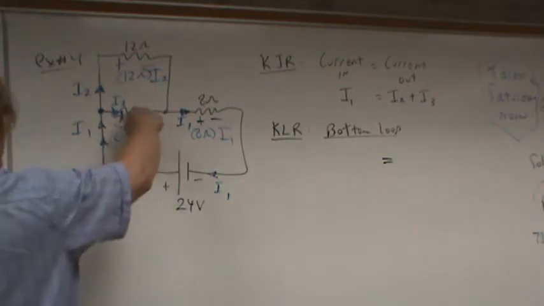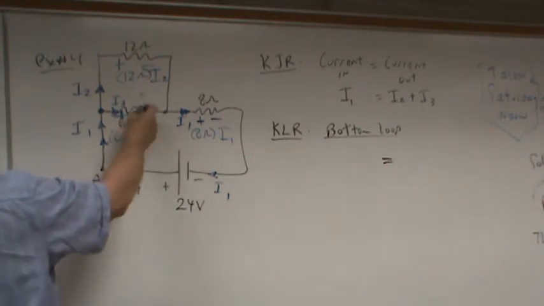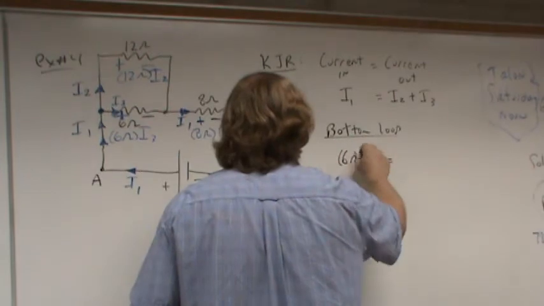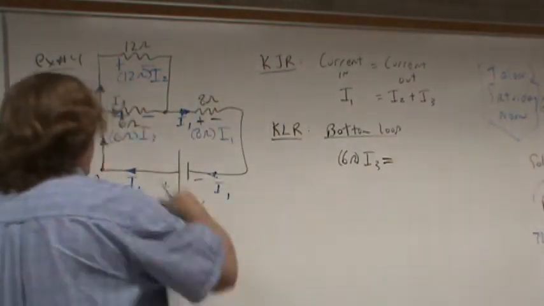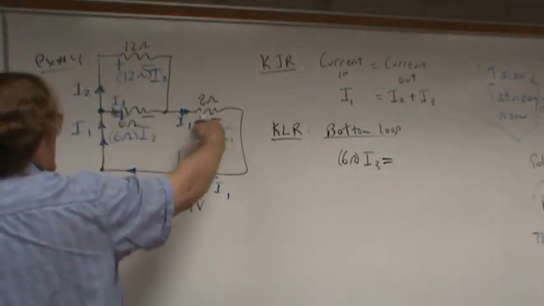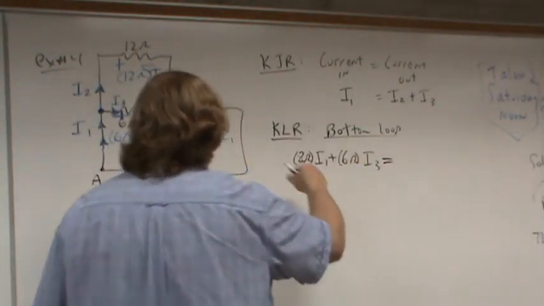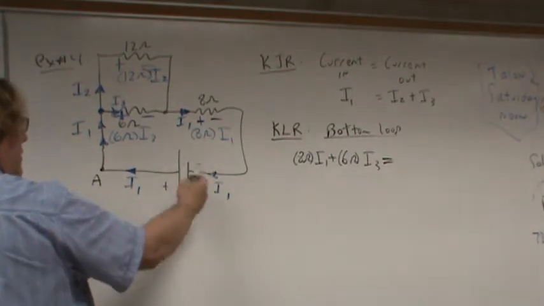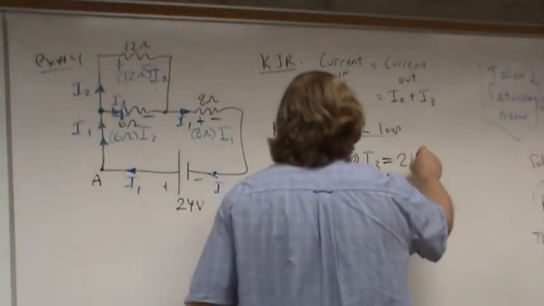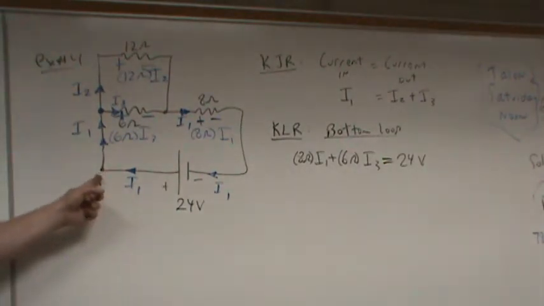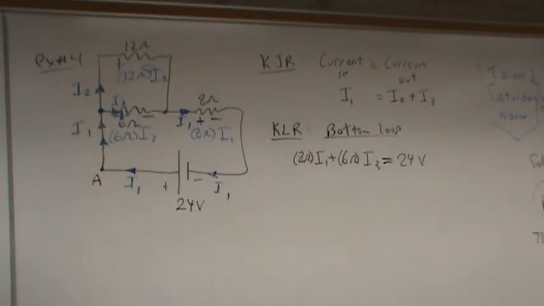As my walking man goes clockwise, do you see that this is a voltage drop? 6 ohms times I3. He continues to walk, and this is a drop as well: 8 ohms times I1. And then he continues on his way, and this is a voltage rise, 24 volts. And then he gets back to point A. Are you okay with that equation for the bottom loop?